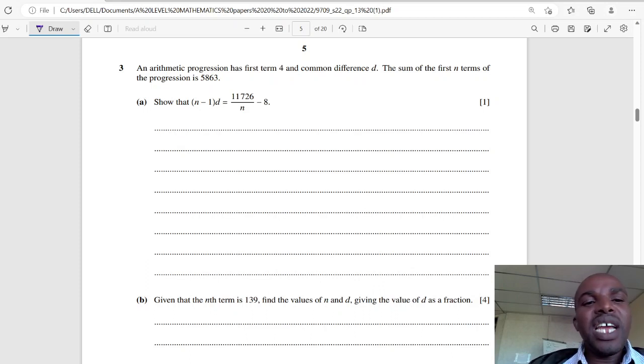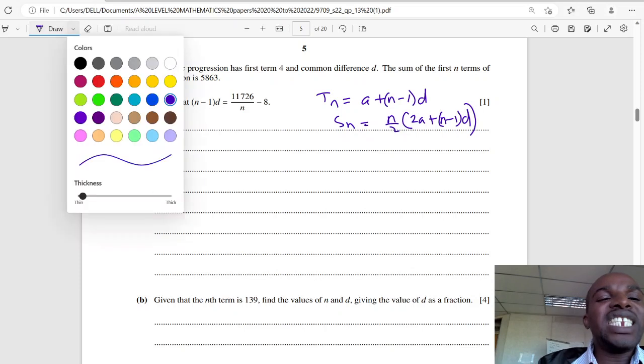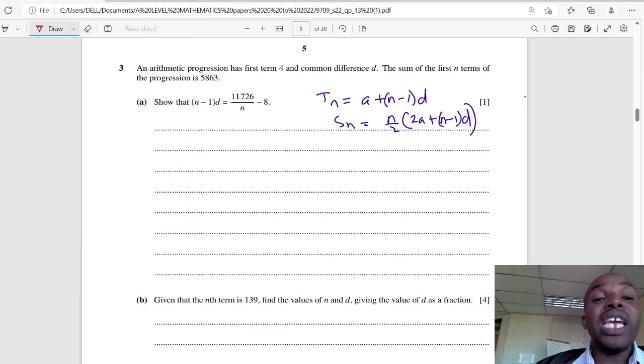Then number 3, an arithmetic progression with first term 4 and common difference d. The sum of the first n terms of the progression is 5863. Show that n minus 1 times d is equal to that part. Working with that, the nth term of an AP is a plus n minus 1 d. The sum of n terms is n over 2 times 2a plus n minus 1 times d. That's the sum of n terms of an arithmetic progression.